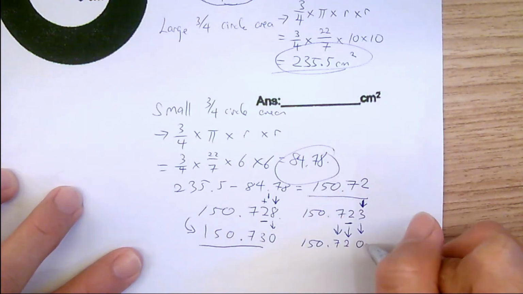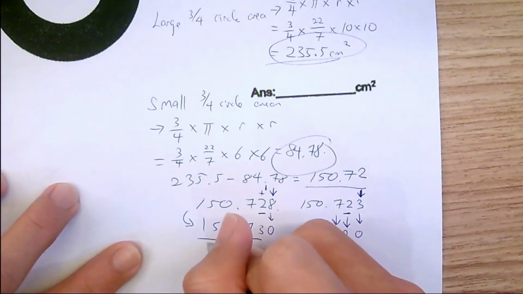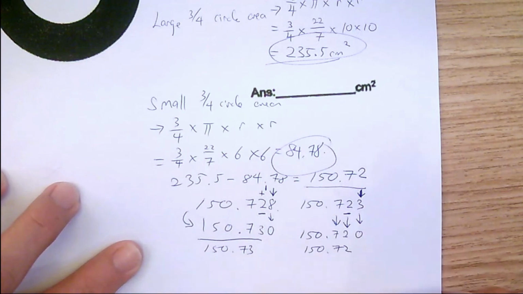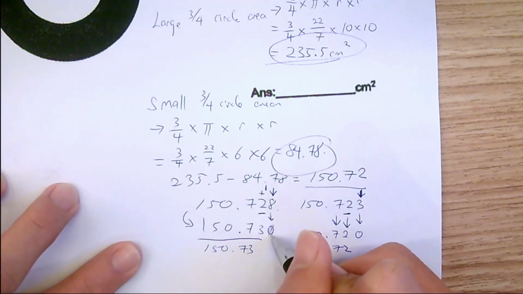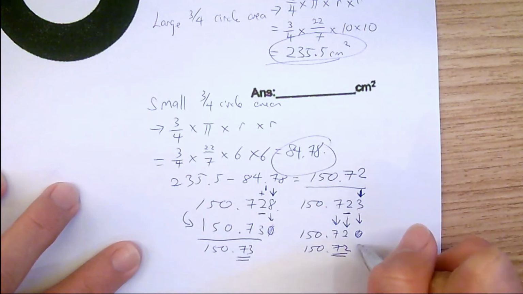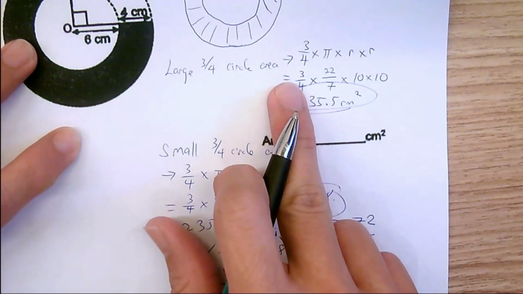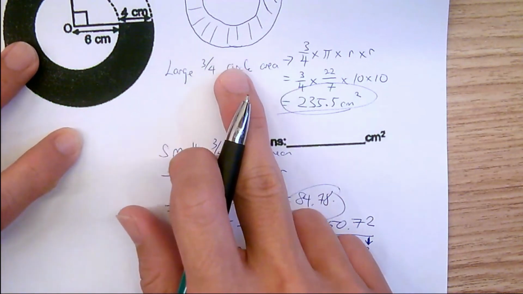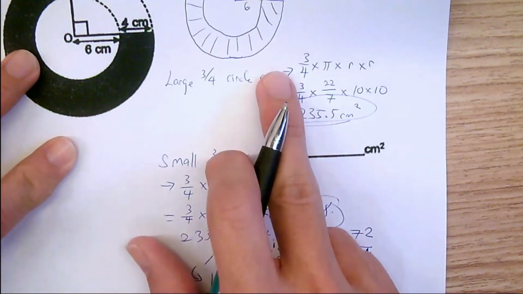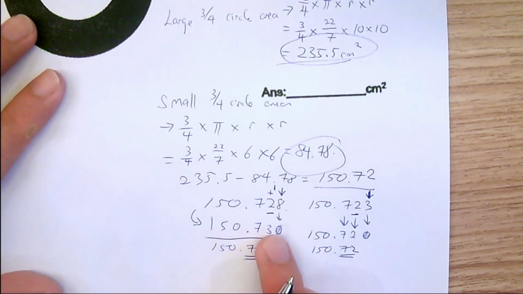So in this case, what are you going to get? You're going to get 150.72, and in the other case, you get 150.73. Remember, the last 0 don't write anymore. Like that, it will be 2 decimal places. If you add a 0, it becomes 3 decimal places. Remember this one. So today you have learned how to find 3/4 circle area. Just put the fraction in front, and then you have learned how to correct it to 2 decimal places if it's a decimal. Okay, done.